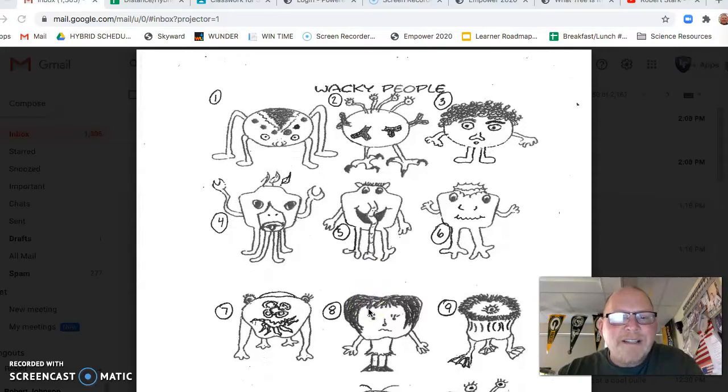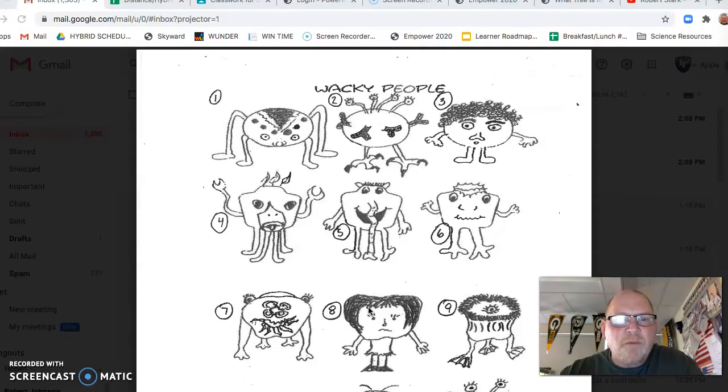Today should be Wednesday, and I'm going to have you do another practice using a dichotomous key to identify some funny looking creatures. This again will come into play when we are trying to identify trees later in the week.